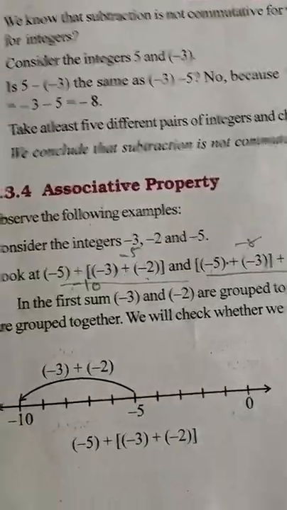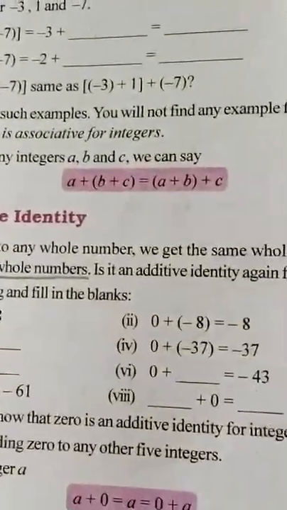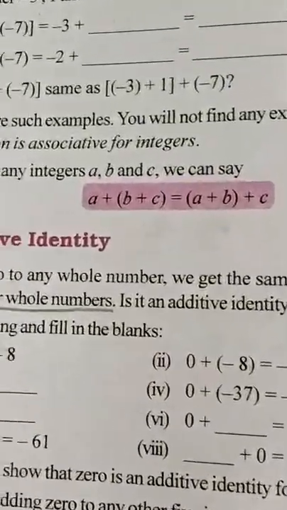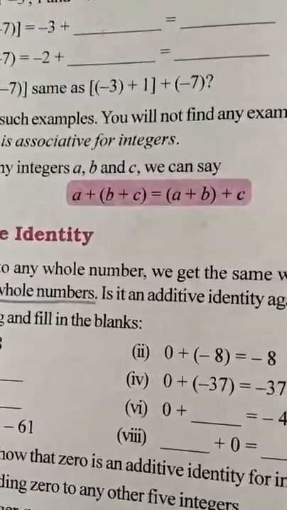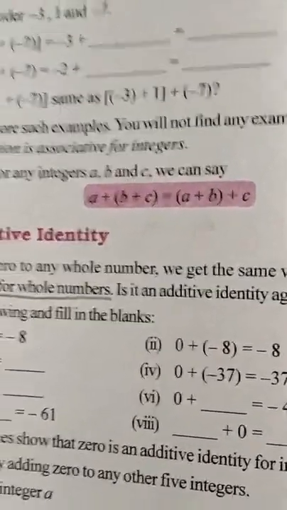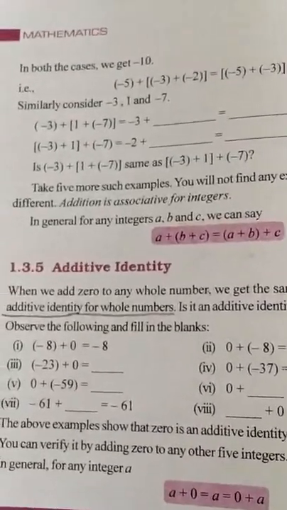Associative property. Look at the form of the associative property for addition: a plus in the bracket b plus c is equal to a plus b in the bracket plus c.